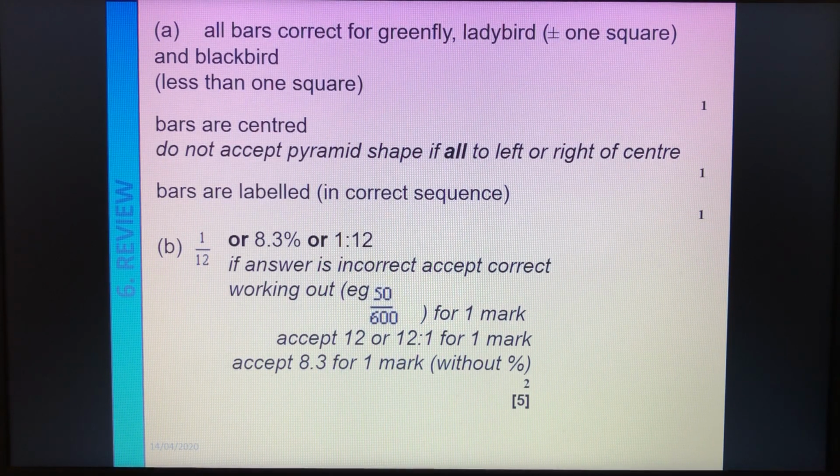And then we had 50 over 600, so 50 grams per metre squared goes into the green fly. 600 was the original rose plant. And then we can simplify that to 1 over 12. We could put that as a ratio 1 to 12, or we could say 8.3%. So if we multiply that by 100, we get 8.3%.